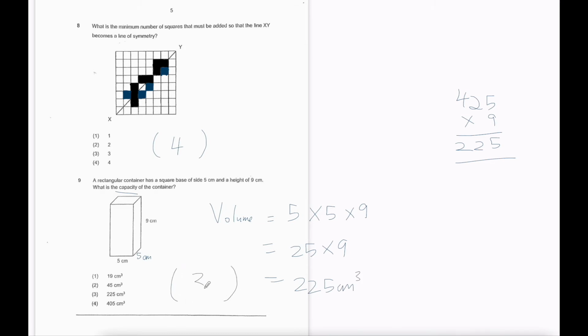Next, a rectangular container has a square base of 5. So if this is 5, this will be 5 cm also. And a height of 9. What's the capacity of a container? Capacity means how much it can hold. So basically, they're asking you to find the volume. Length is 5 times breadth, 5 times height. 5 times 5 is 25. So 25 times 9 is just 225 cm cube. So my answer is 3.